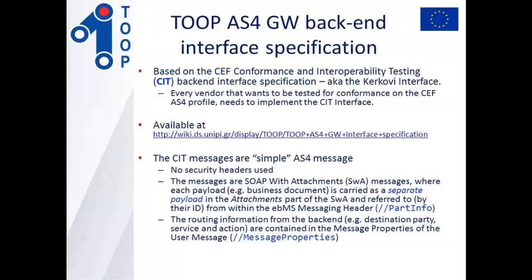No security headers are used, so there is no need for signature and encryption between the backend and the gateway. It's a typical SOAP with attachments, where each payload, the business document, is carried as a separate payload in the attachment part of the message, and referred to by its ID from the messaging header. Routing information from the backend, so the destination party, service, action, certificate, endpoint URL, and everything that should be part of the routing information, is contained in the message properties of this user message.